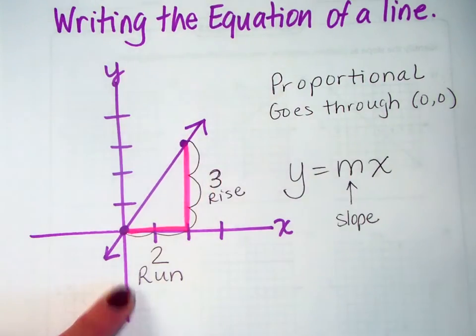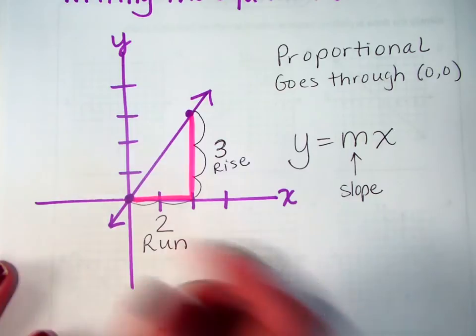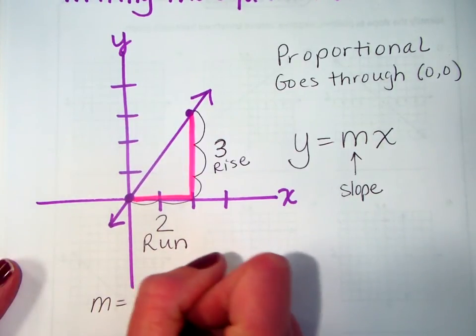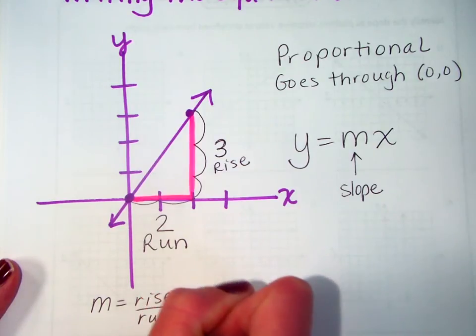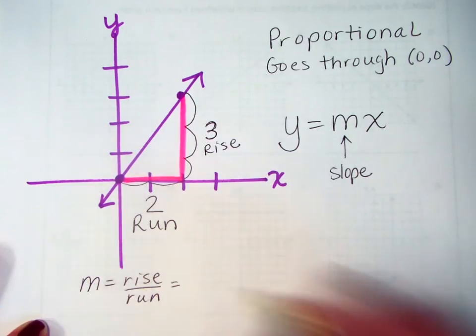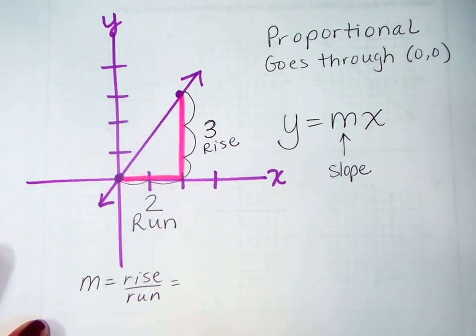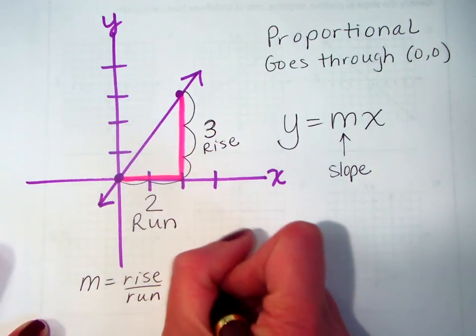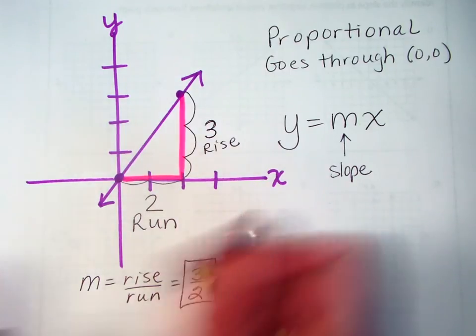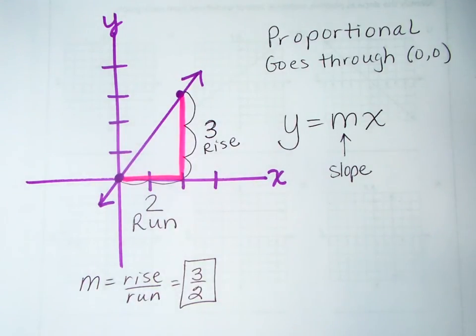So for this graph, when we write our slope, we're going to do rise over run. So what would our fraction be? 3 over 2, yeah? And we can leave it improper. You don't have to change it to a mixed number. We're just going to now use that to put it into an equation.